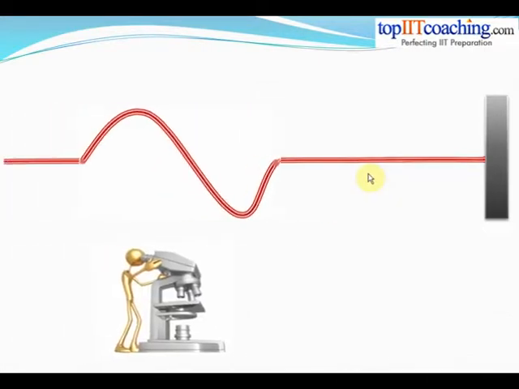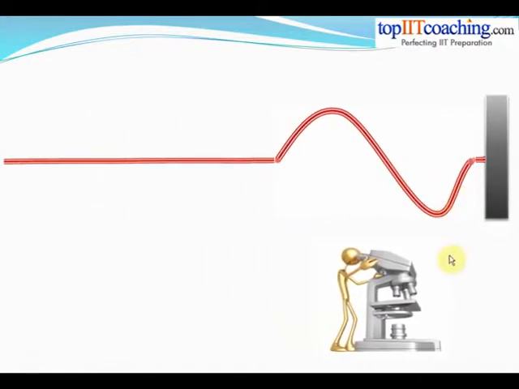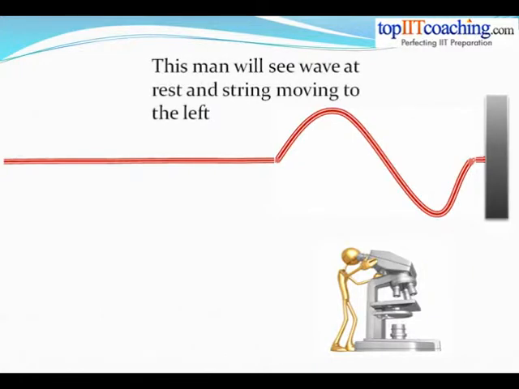That is because he is moving with the same velocity as the wave. And similarly, in this man's frame of reference, the string is not at rest. The string is moving to the left with a velocity v. That is because the man is moving to the right with a velocity v. So in his frame of reference, the string, even though it is actually not moving to the right or left or anywhere, will be seen moving to the left with a velocity v.